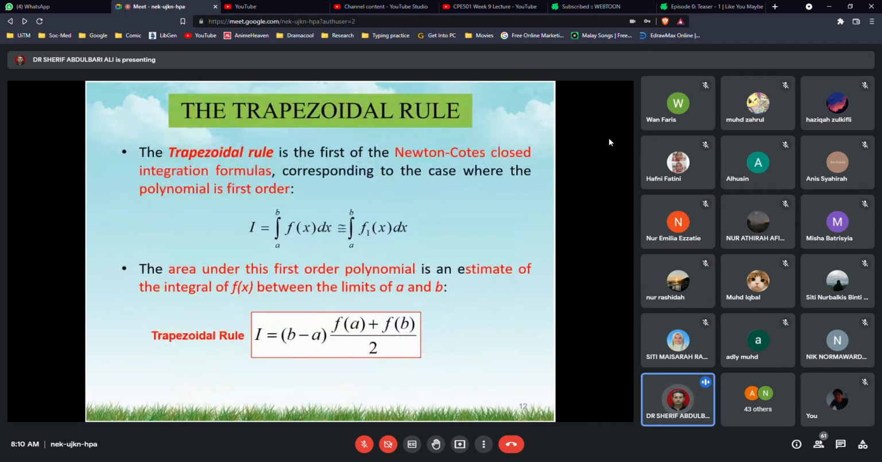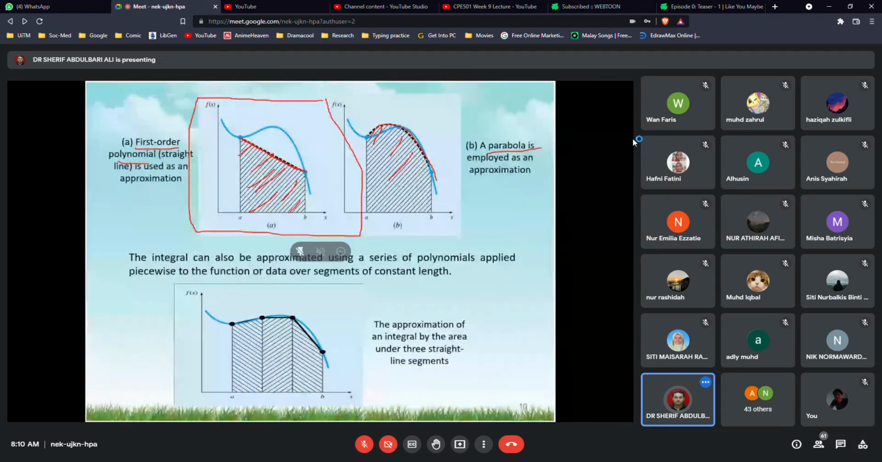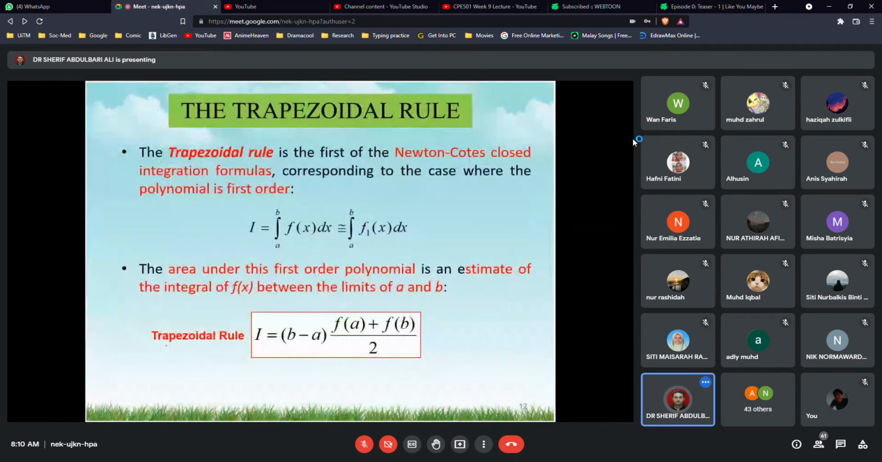So the area under the first order polynomial is an estimate of the integral of the function between the limits of a and b. So how do we calculate the area under the curve for a trapezoid, or the first order polynomial? This is the function that you're going to use for the trapezoid rule. The integral will be equal to b minus a, your limits, times the function of a plus the function of b, over 2.